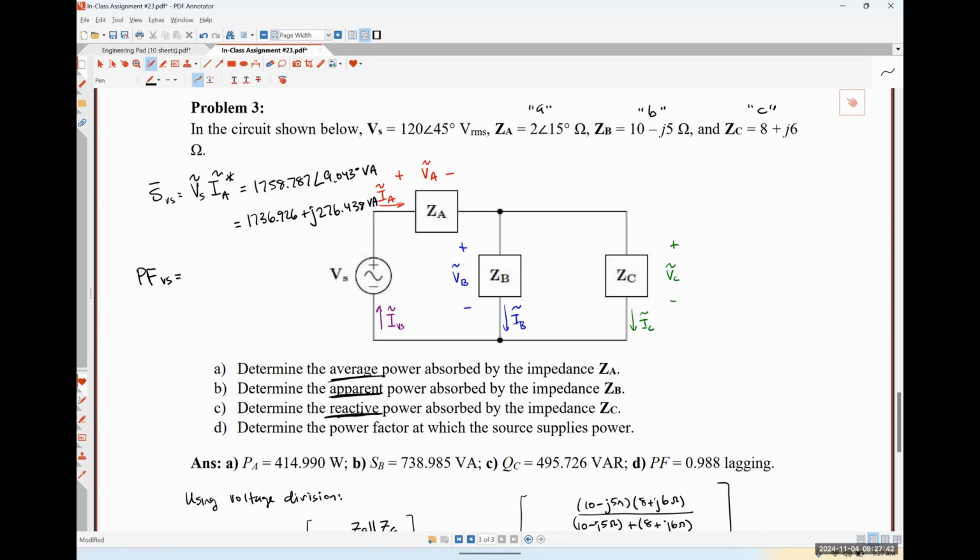99.9% of the time I do not use that relationship. Instead, cosine of that angle. So cosine of the polar angle of my prior answer, because my calculator can do all that. Again, I'm typing in as little as humanly possible. And I get 0.9875. So let's call that 988. Is this going to be leading or lagging? Lagging. Why? Because the angle is positive.